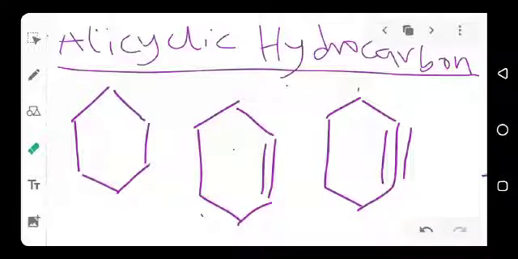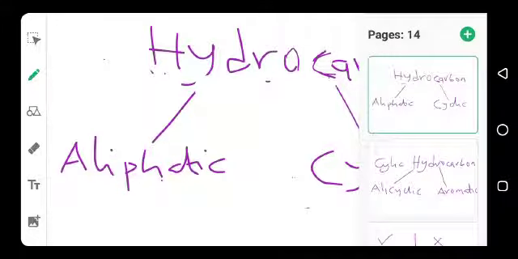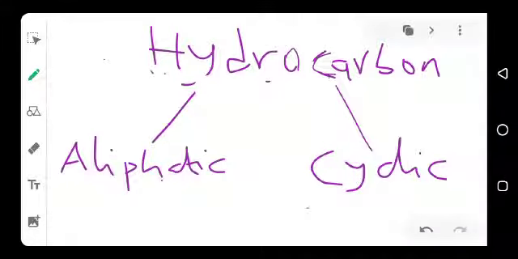Today we are talking about alicyclic hydrocarbons. What is an alicyclic hydrocarbon? Before we talk about that, let me talk about hydrocarbons again. A hydrocarbon is an organic compound that contains only carbon and hydrogen.